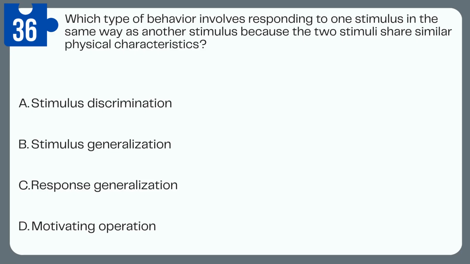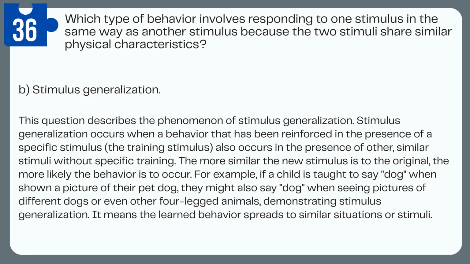A. Stimulus discrimination. B. Stimulus generalization. C. Response generalization. D. Motivating operation. Answer. B. Stimulus generalization. This question describes the phenomenon of stimulus generalization.